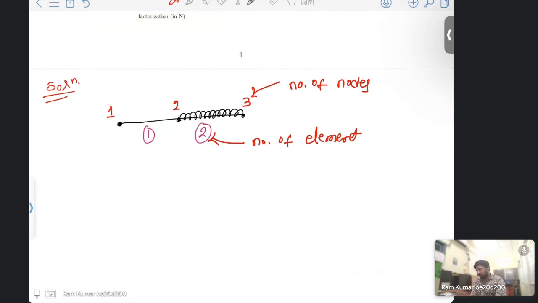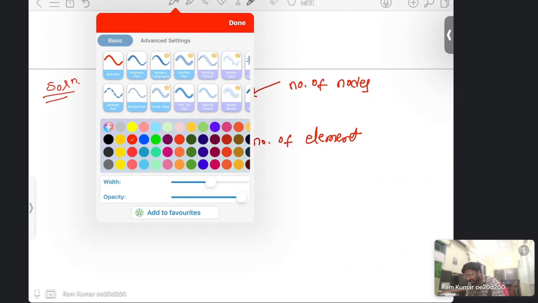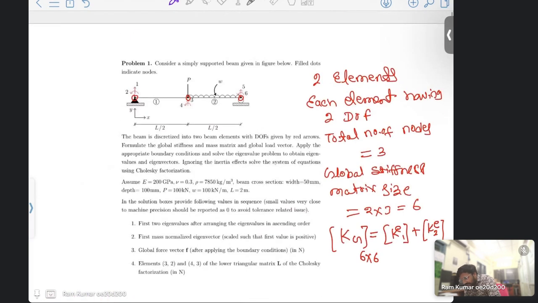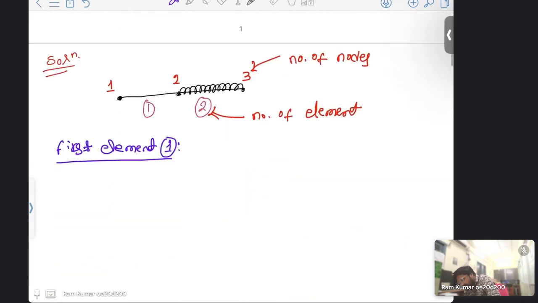Okay. So we will start with the first element. One more thing I want to write here: element number 1. Each node has 2 degrees of freedom, the vertical displacement and the rotation. So each node has vertical displacement and rotation.